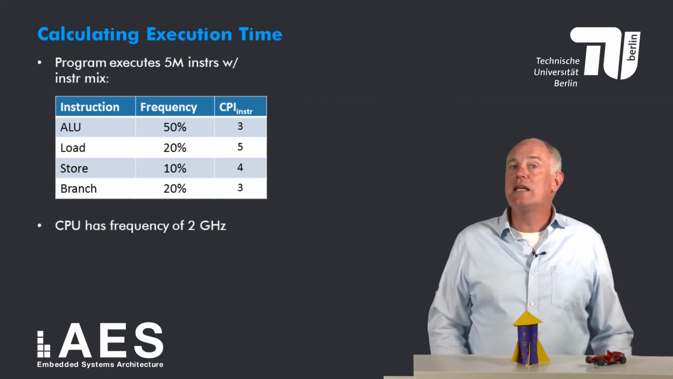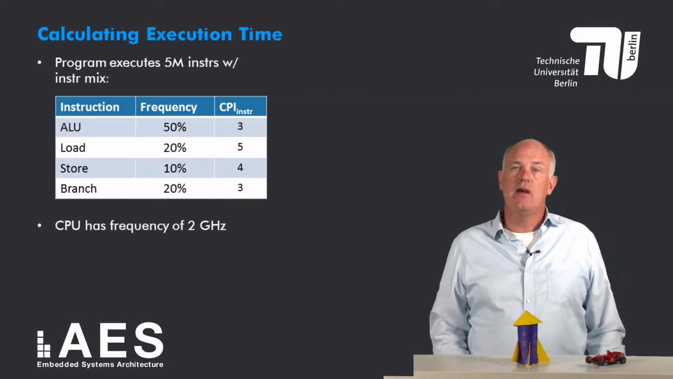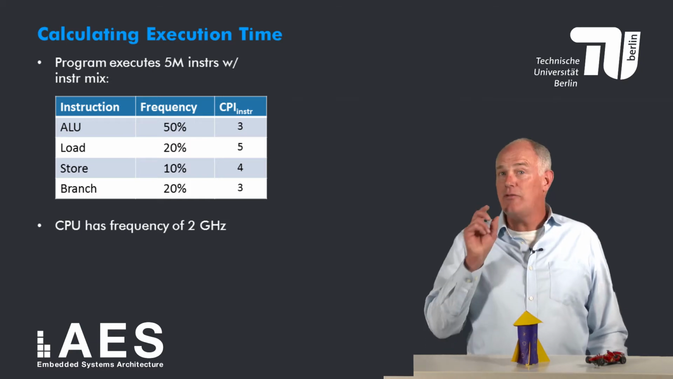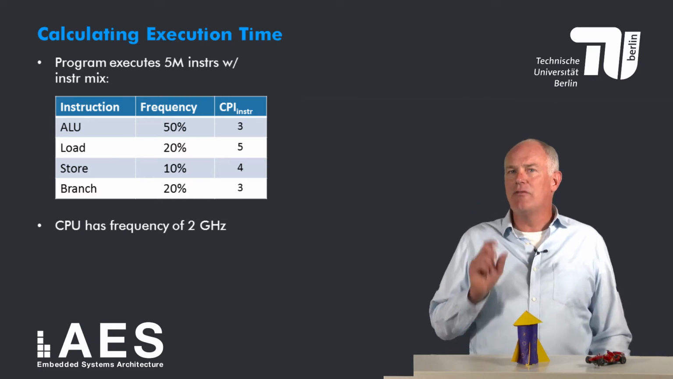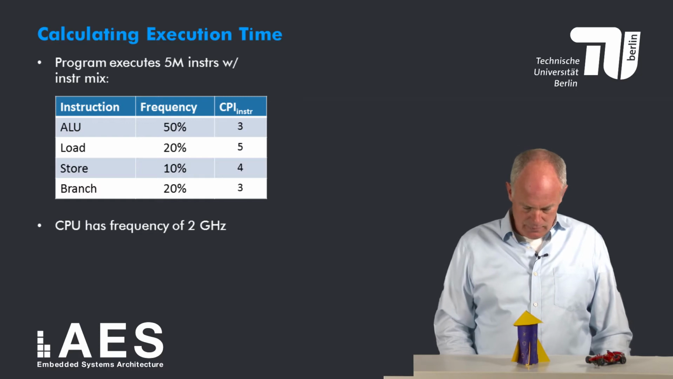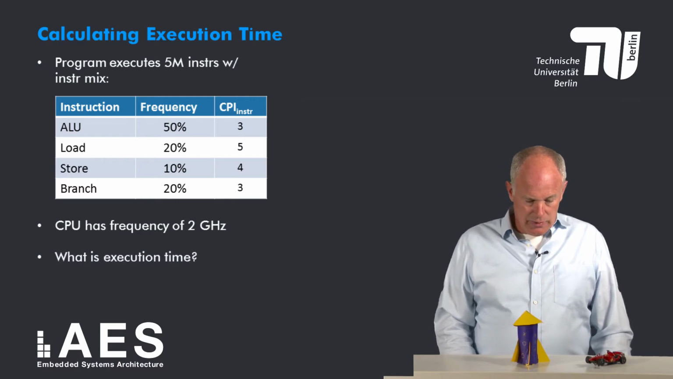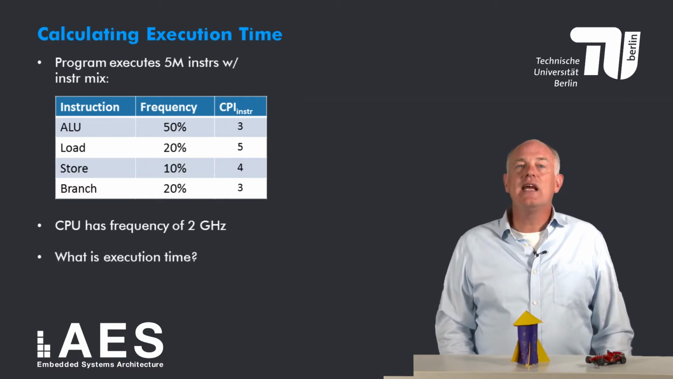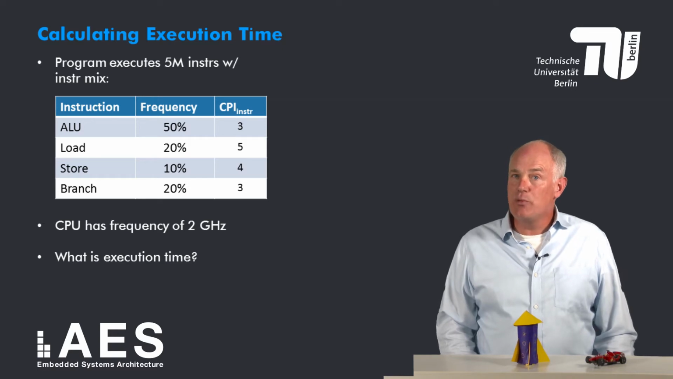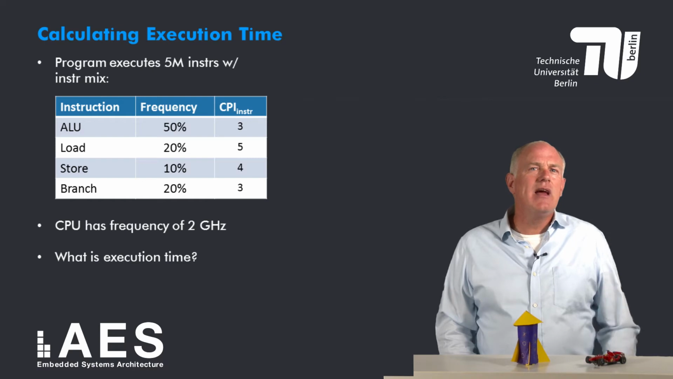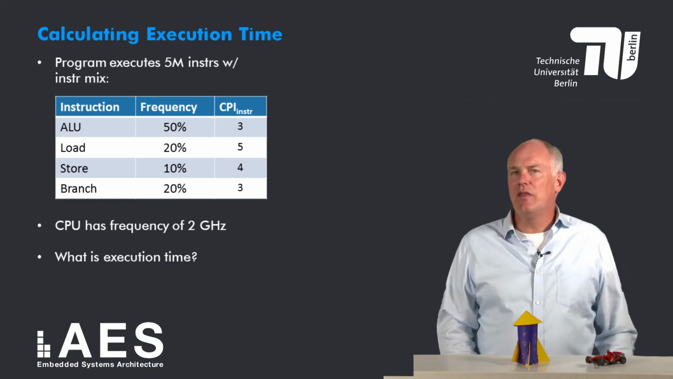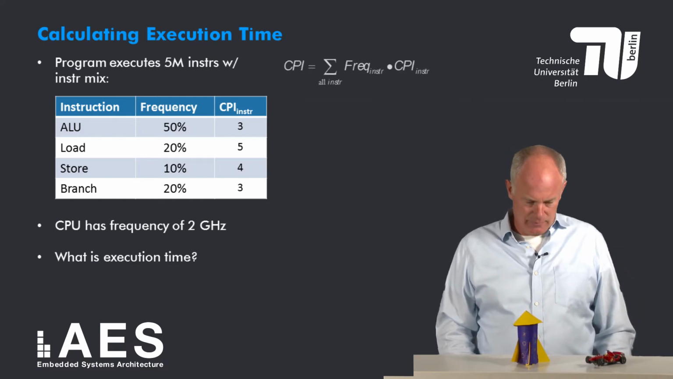Furthermore, our CPU has a frequency of 2 GHz, meaning a cycle time of half a nanosecond or 500 picoseconds. The question now is, what is the execution time of this program on this CPU? To answer this question, we first need to calculate the average CPI.